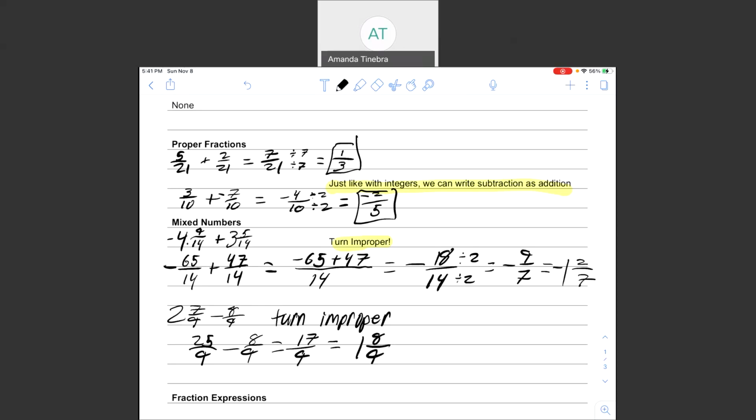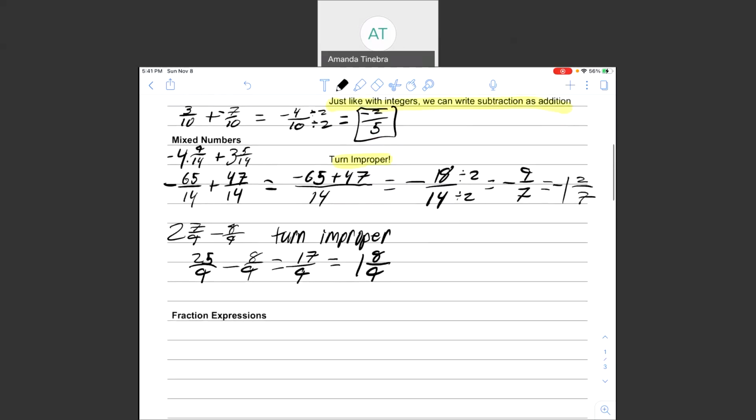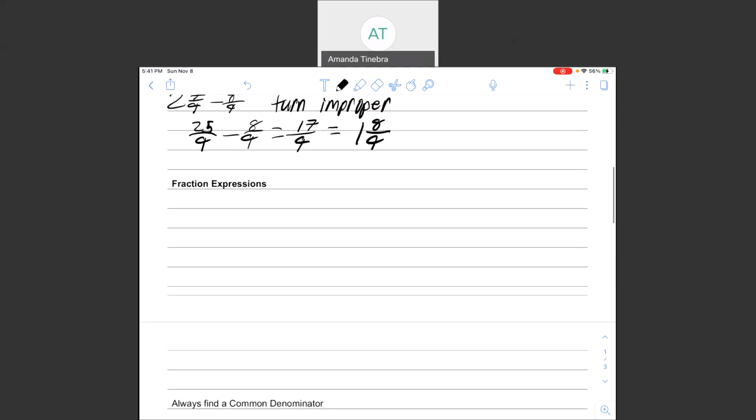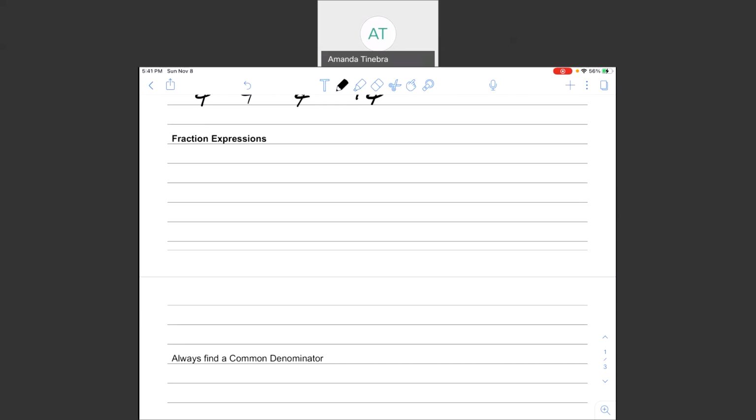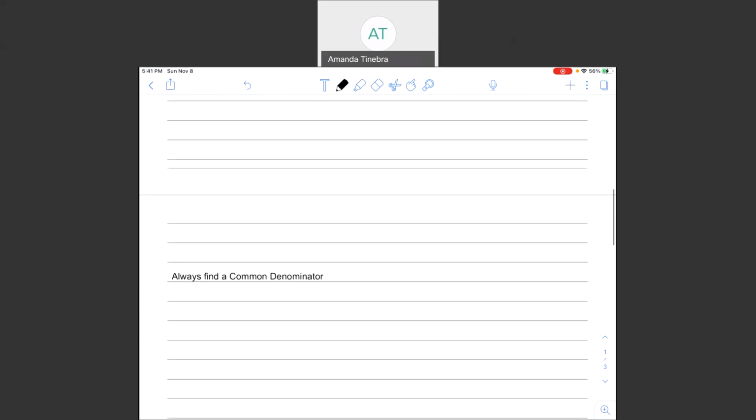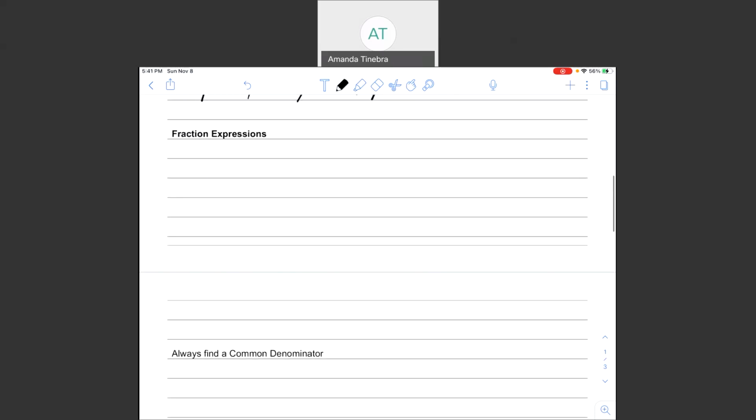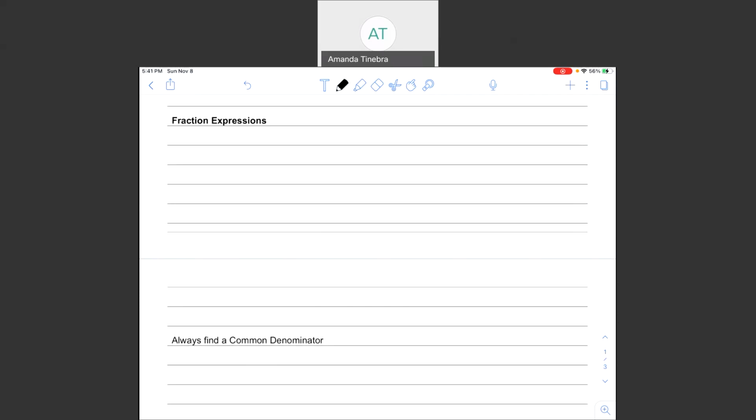Now, as I said before, things can get a little bit more complicated as we are starting to work with variables and things like that. Okay? So, the next type of problem we might have could actually include variables. And this would look like this. 12 over A plus 3 over A.